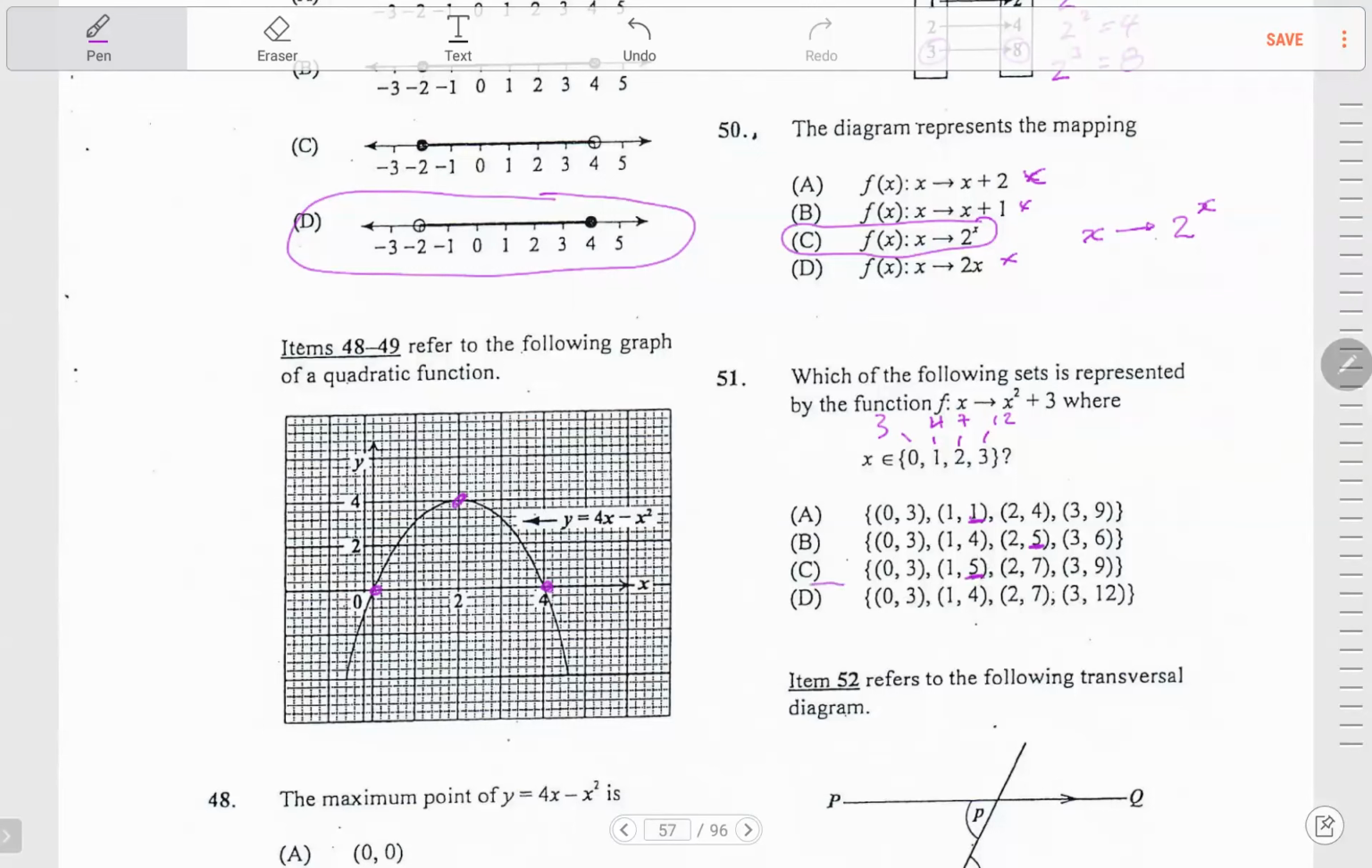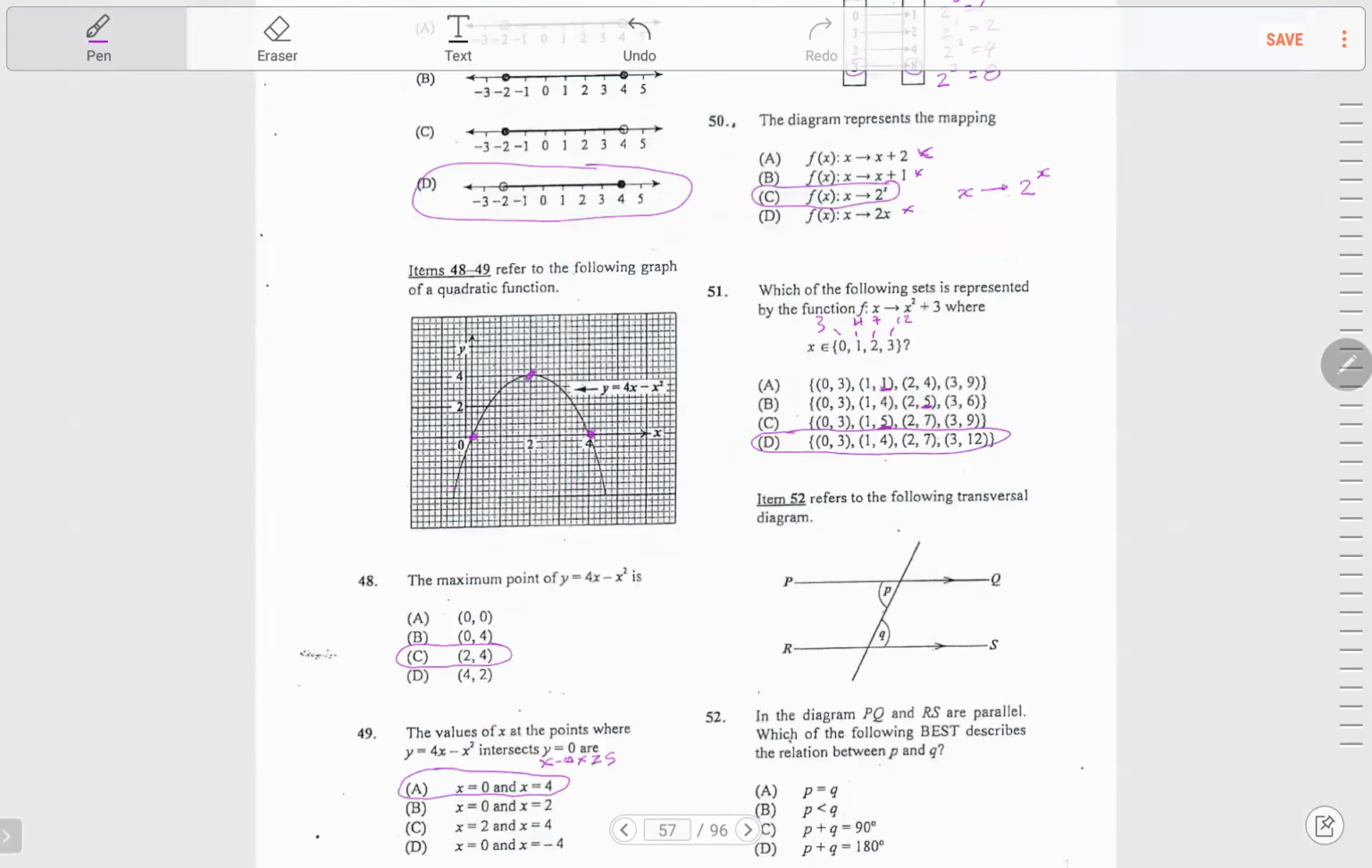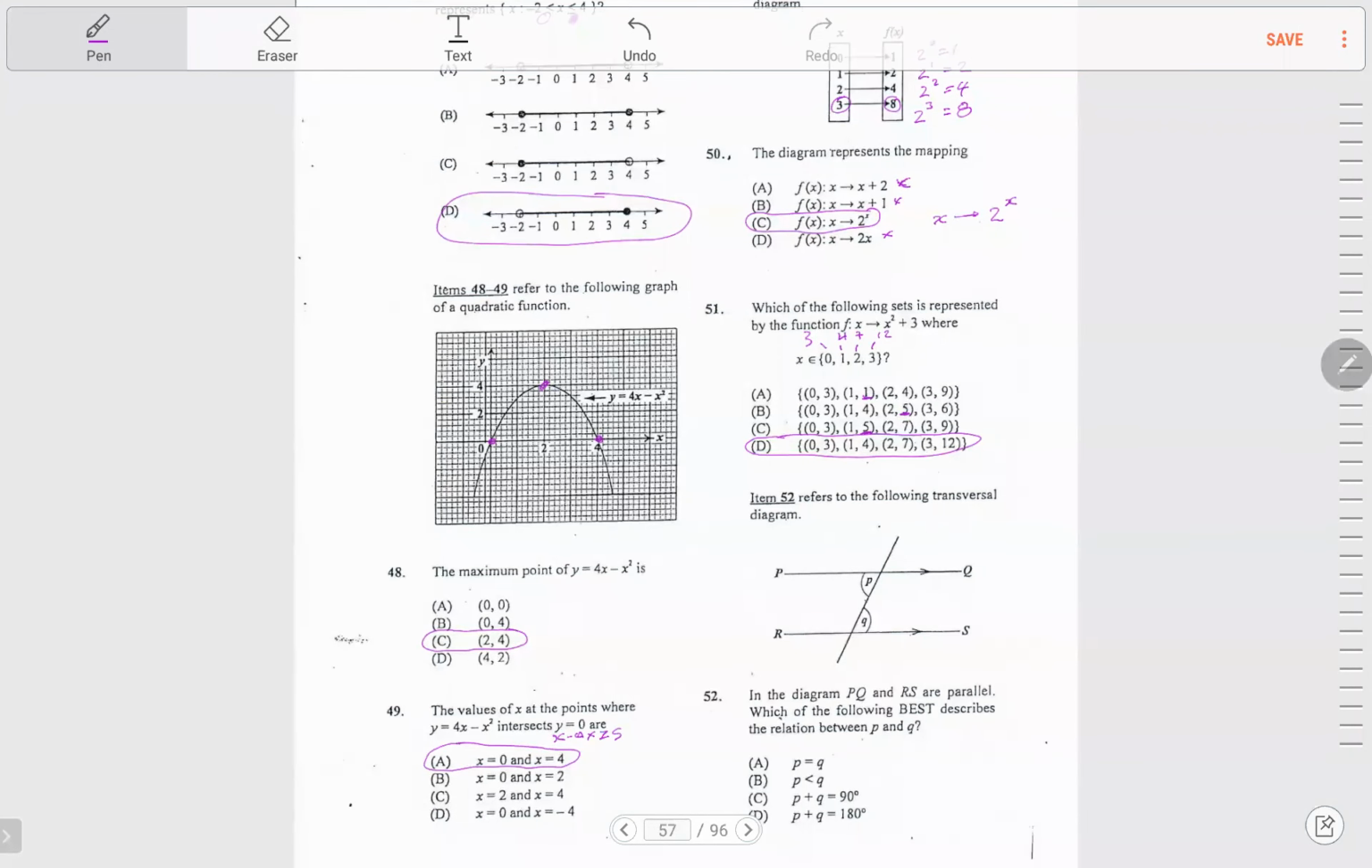So this is the correct answer, D. Output values are 3, 4, 7, and 12. So that is correct. Did this question already as well. P equals Q because of the alternate angles. All right, so that is that.